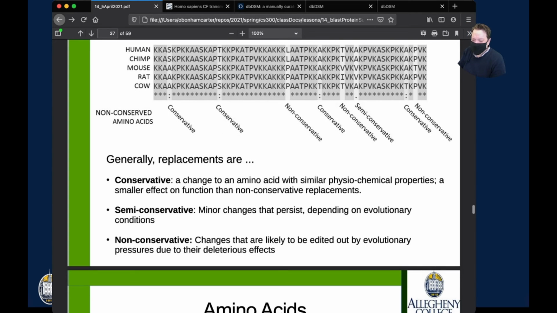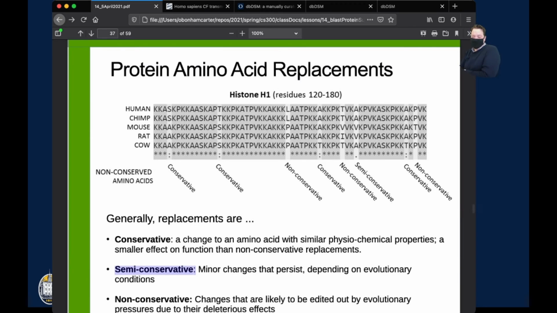Then we have these other mutations here, which are called semi-conservative. Semi-conservative are changes that generally persist. That means they generally help in most cases, but there are some cases where they don't help. There are some cases where they're actually kind of lethal. And that might be, for instance, if you're an organism that lives in Yellowstone in the springs. The springs are coming out boiling hot, super hot, but you still find life that grows in those ponds. They can tolerate those extreme temperatures.